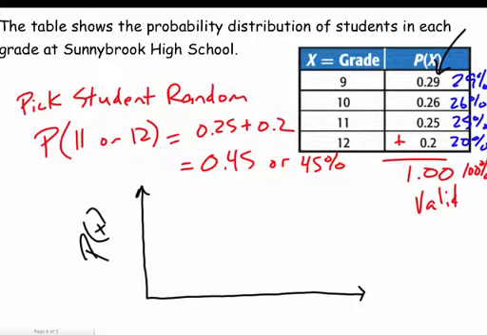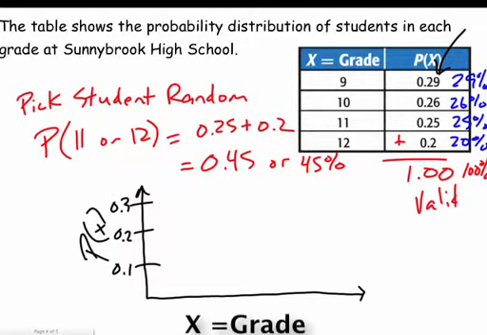So when I make my y-axis, I'll never have to go above 1, but I'm going to have to decide, do I want to count by tenths? Do I want to count by 2/10? Do I want to count by 5/100ths? In this case, I'll just go by tenths, but I'm going to space out my scale here. So I'll say this is 0.1, 0.2, 0.3. Okay, and then down on the x-axis, that's our actual event, our event x, which in this case is the grade level. And we have grade 9, 10, 11, and 12.